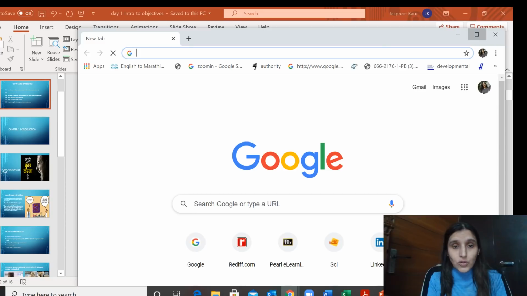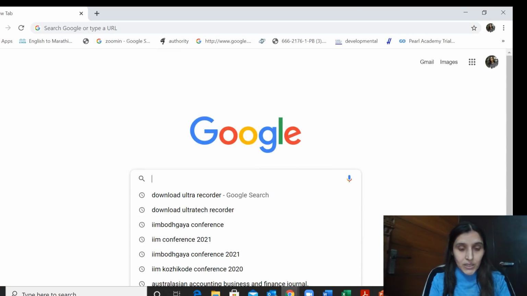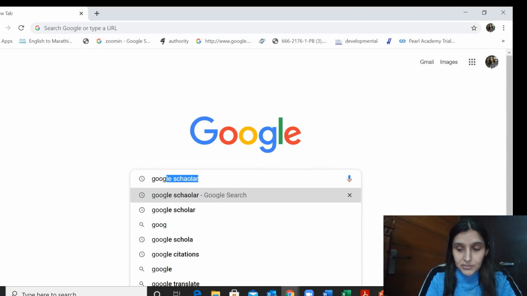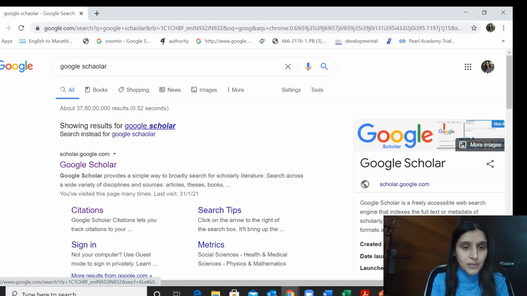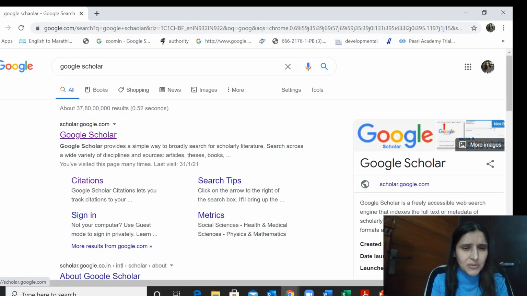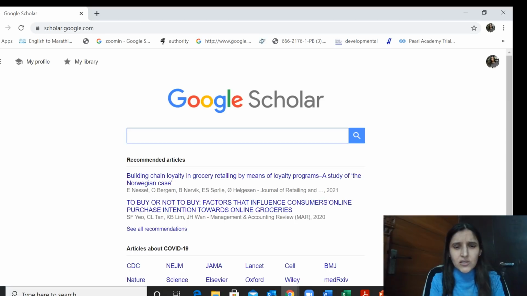I'm doing this through Google Scholar. You can do it with the help of Scopus or Web of Science or ProQuest, or in science there is Scilit. Okay, so Cochrane is one database for science people.